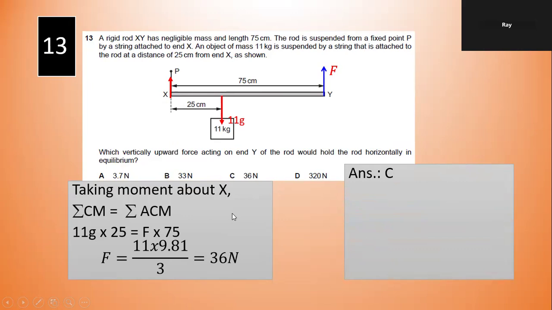Okay, C. Ken, any comment? But how do you know 11G is acting clockwise? You take moment about X, let the force pull, it will go that way. Right? You are holding this part, so you are pulling it down. So this one is clockwise. Oh yeah, okay. Any other comment? Yeah, that's it.